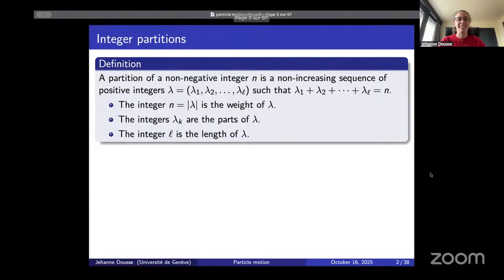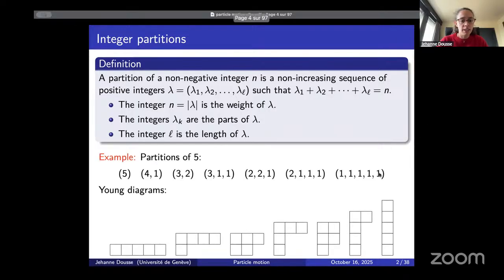So let's start by recalling the usual definitions. Integer partitions are simply non-increasing sequences of positive integers. And if those positive integers, which we call parts, sum to some integer n, then we say that it's a partition of n. We also say that n is the weight of the partition lambda. And the number of parts is called the length of the partition. For example, here I wrote all the partitions of 5, so you can see them here.